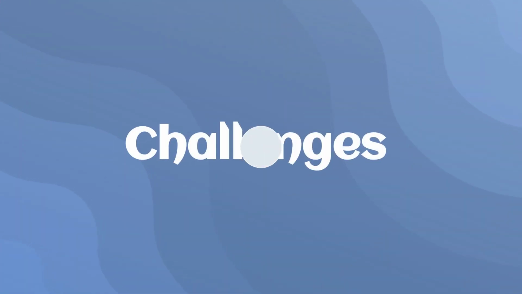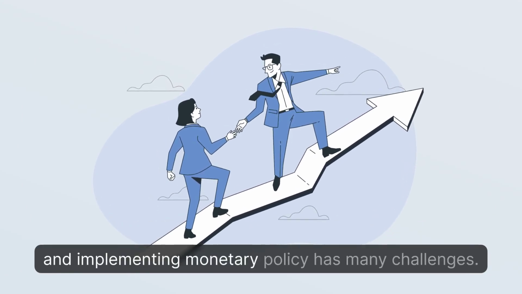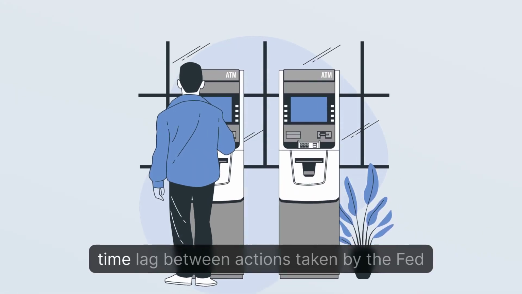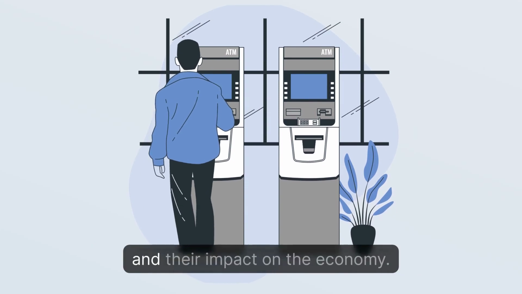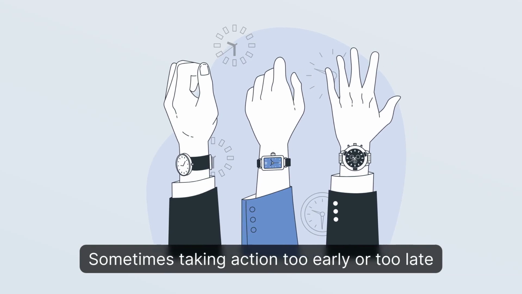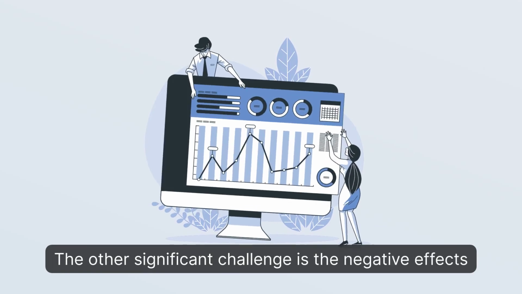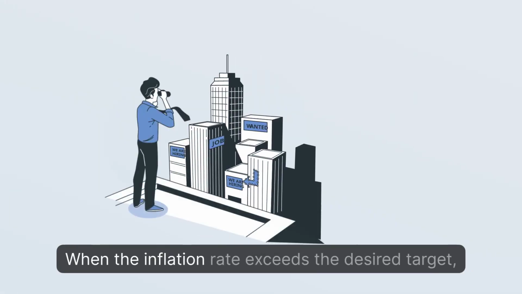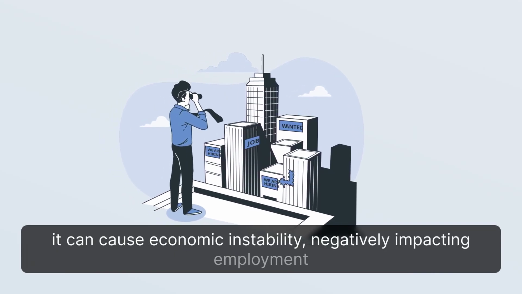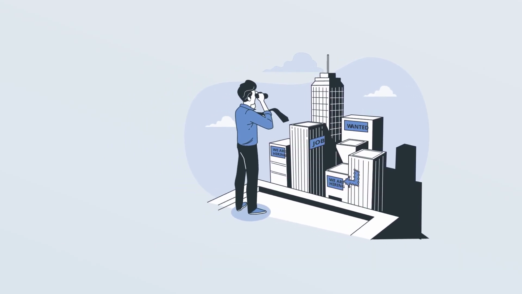Challenges. Managing the U.S. economy effectively is incredibly complex, and implementing monetary policy has many challenges. One of the most significant challenges is the time lag between actions taken by the Fed and their impact on the economy. Sometimes taking action too early or too late could have unintended consequences. The other significant challenge is the negative effects of inflation. When the inflation rate exceeds the desired target, it can cause economic instability, negatively impacting employment levels, purchasing power, and the overall health of the economy.